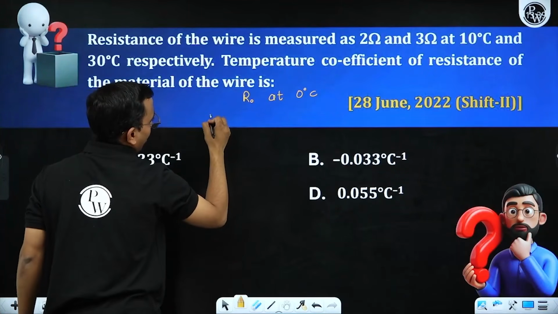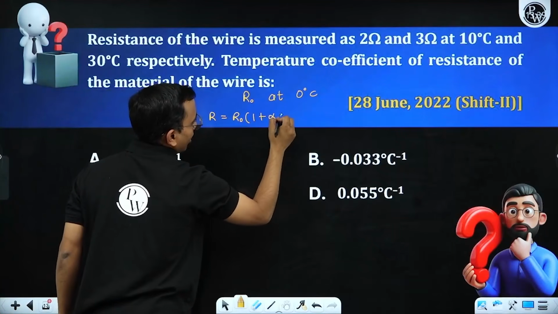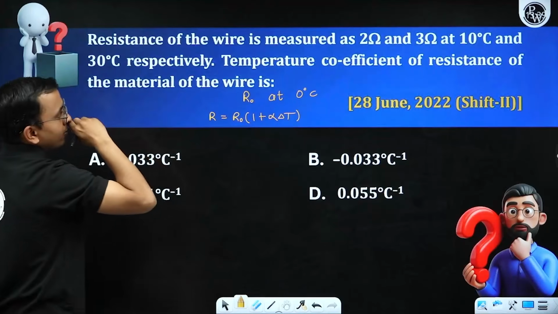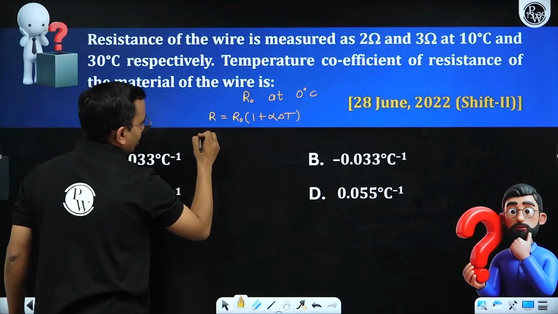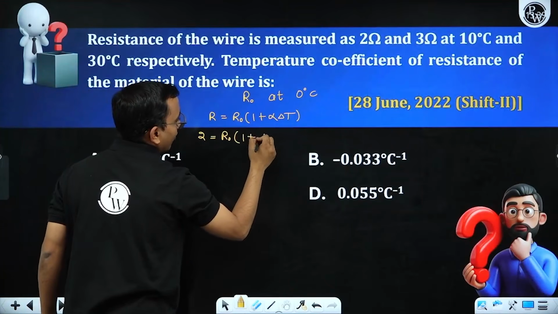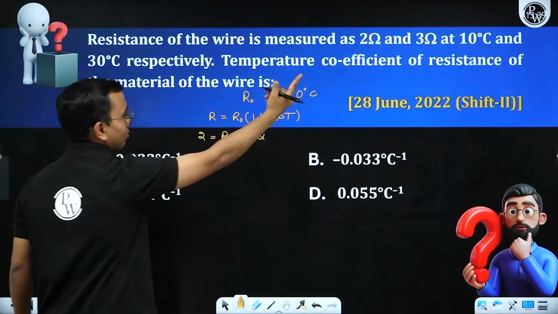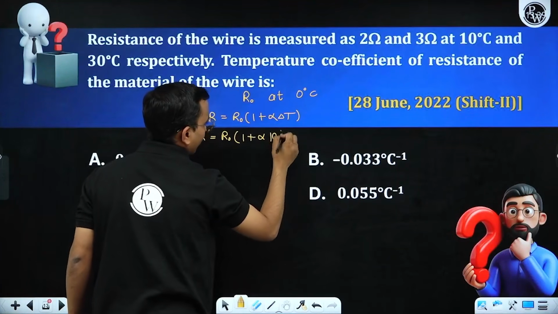We know the formula R equals R naught into 1 plus alpha delta T. So, what is R? R is 2. So, 2 equals R naught into 1 plus alpha, and what is delta T? Delta T, 0 is reference, so 10 minus 0 is 10. So, this is 10 alpha.